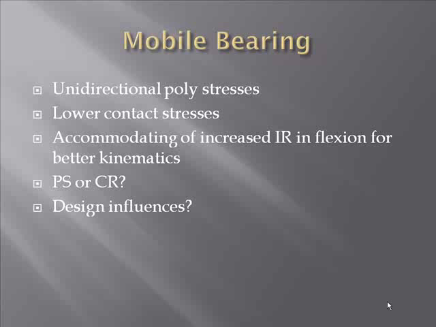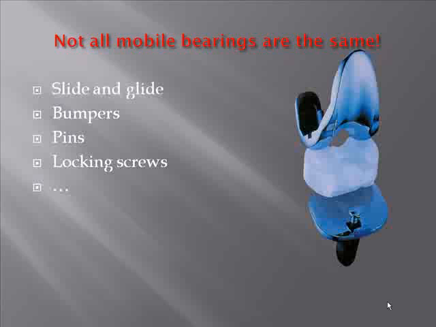So in a mobile bearing knee, you would like to try and see unidirectional poly stresses, lower contact stresses. You'd like to accommodate the increased internal rotation that you see in flexion for a knee for perhaps better kinematics. And then you have to decide whether to have a PS or a cruciate retaining design, and whether design influences do affect outcome. Not all mobile bearings are the same. You can have a slide and glide, a bumper, pins, locking screws, a rotating platform.